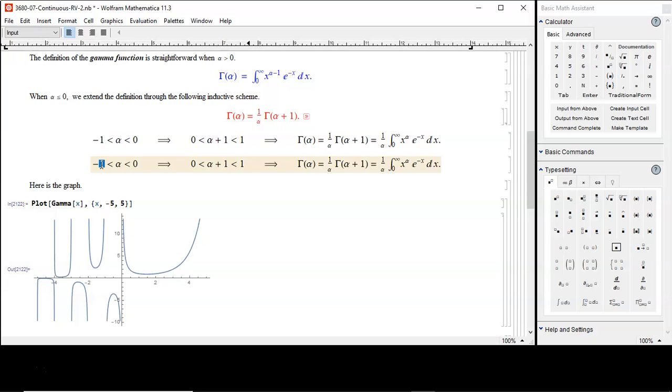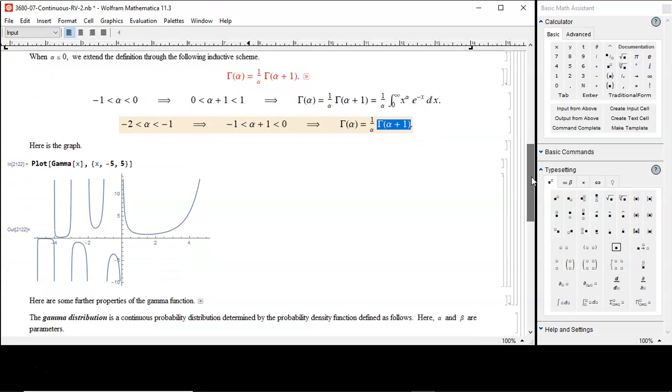Now, what if alpha is between negative 2 and negative 1? Then alpha plus 1 is between negative 1 and 0. And then we can calculate gamma of alpha as 1/alpha times gamma of alpha plus 1, which we established already previously, this part. So this part we get from this part by multiplying by 1/alpha.